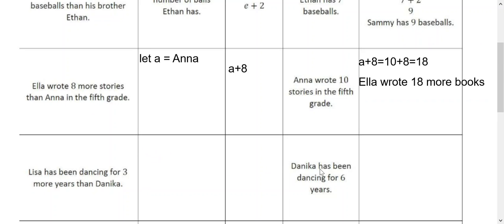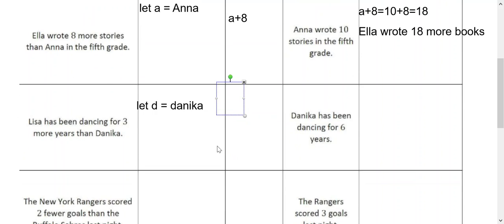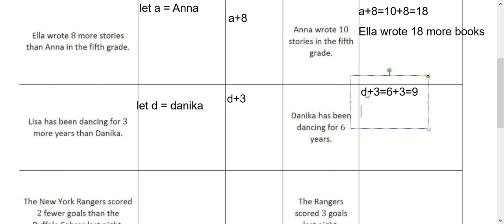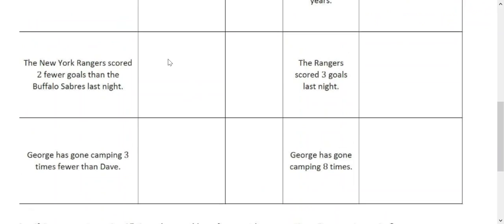Okay, next one. Well, they want it to be Danica, so let D equal Danica. Then you have to figure out Lisa has been dancing for 3 more years than Danica. So, D plus 3, because Danica plus the 3 years. So, then over here we go D plus 3 equals 6 plus 3, which equals 9. So she has danced for 9 more years. Okay, got 3 more problems on this one.